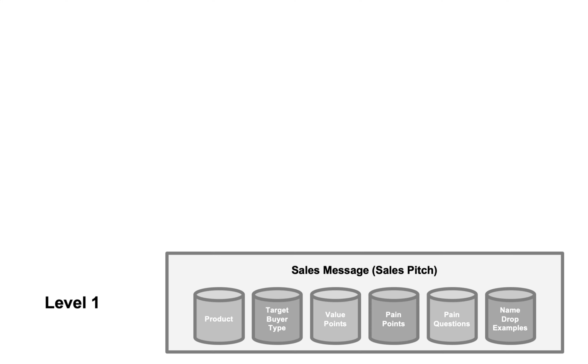Now, the system is built on 3 levels, and just to go through those real quick, level 1 is basically your sales message. This is not your script. This is not your emails. This is your sales message. So every salesperson has a sales message, whether they realize it or not, whether they create one or not.